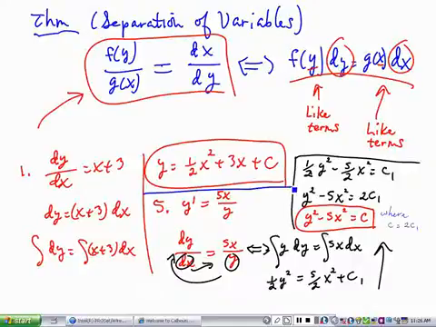And that's the answer for number 5. Now let's look at one more here, number 9, and then we'll look at some application problems in terms of growth and decay.